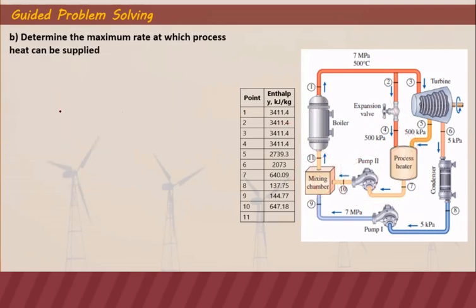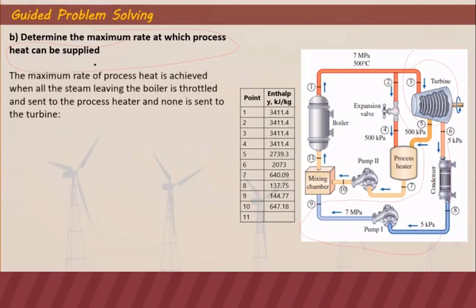Next is to determine the maximum rate at which process heat can be supplied. So meaning there's no turbine, but all the energy will go to the process heater. So for us to have a maximum rate in the process heater, we will not use steam for the turbine. We will use all the steam for the process heater, meaning this part here does not exist. So only the boiler, the process heater, and then the pump.